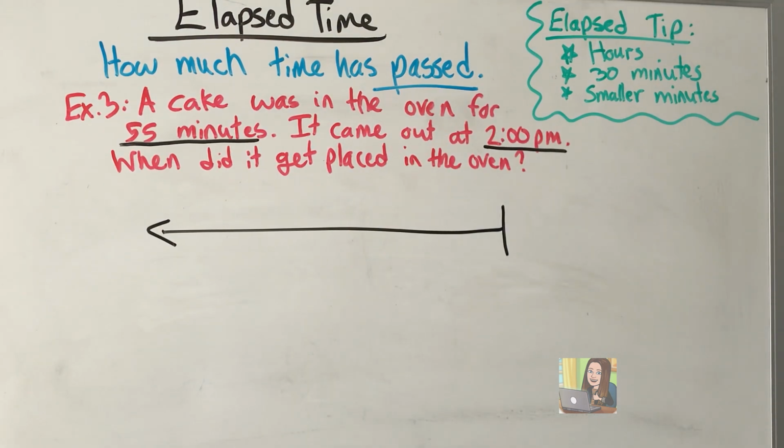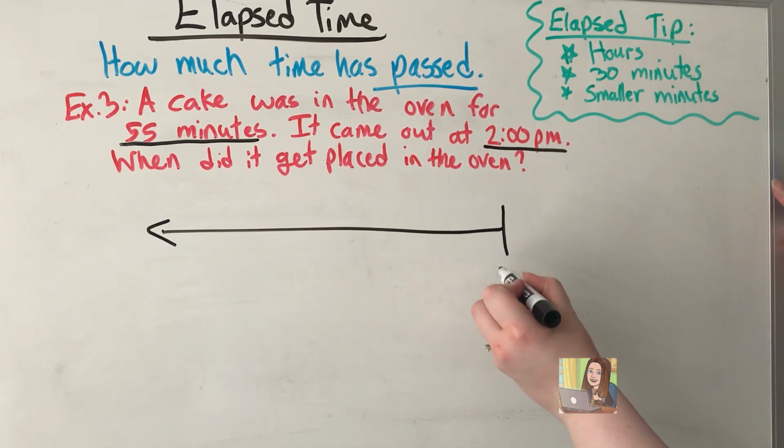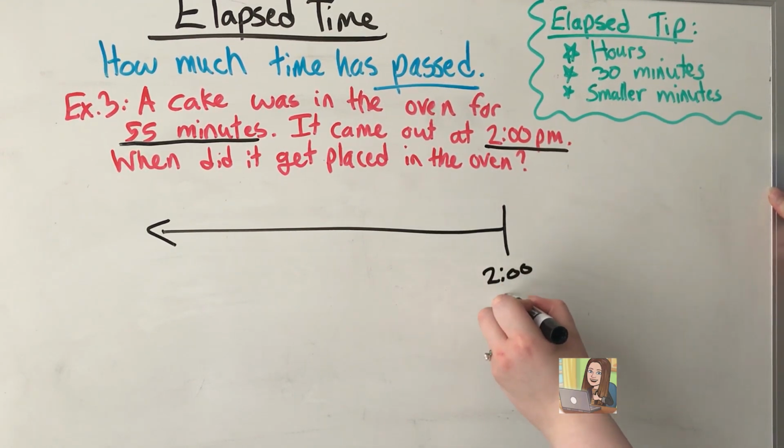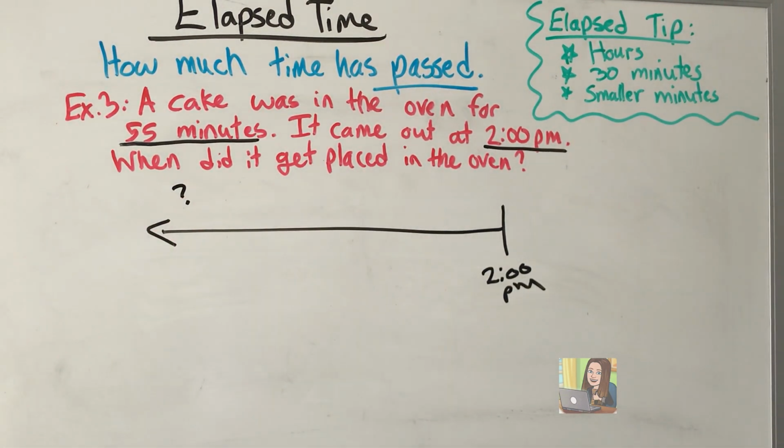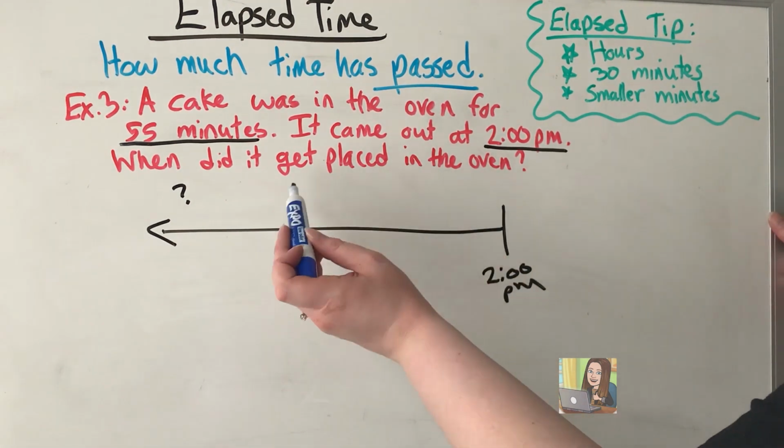Okay, our last example. A cake was in the oven for 55 minutes. It came out at 2 p.m., which is our end time. When did it get placed in the oven? Well, we have our end time, and we're looking for our start time. In a situation like this, we must work backwards with the numbers that were given.